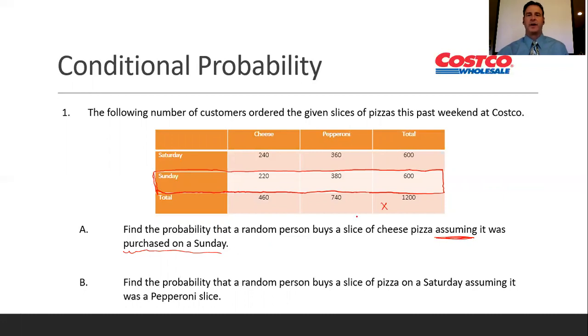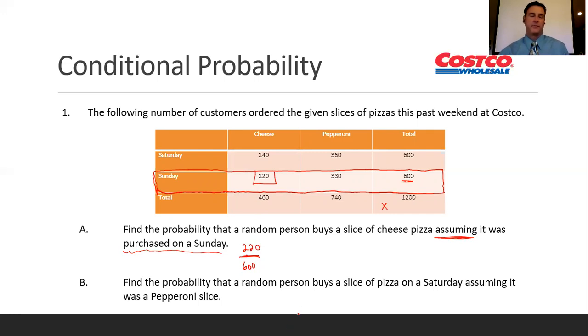Okay, so if I only care about people who bought something on a Sunday, then my total here is 600. Now I'm going to show you the way that I think about it as I'm doing it right now. There's only 600, and then I'll show you the formula way. On top of those 600 that were bought on a Sunday, how many people wanted a cheese? Well, it was this group right here, those 220.